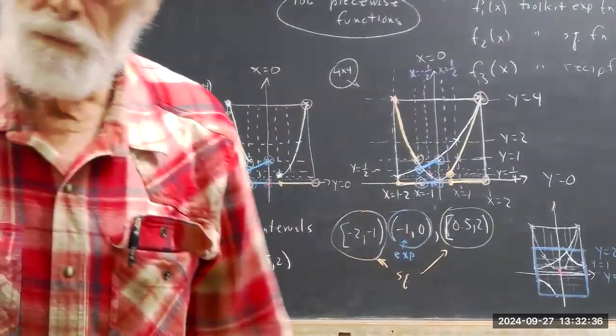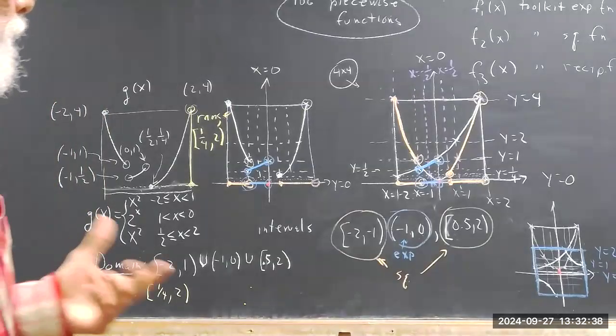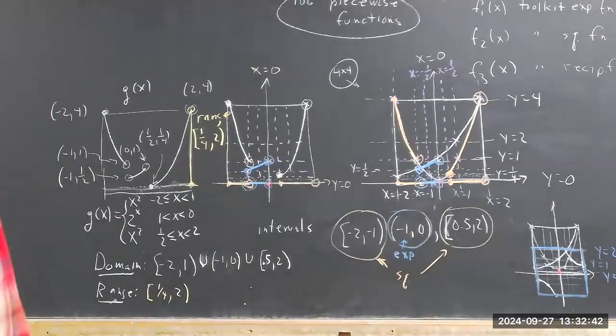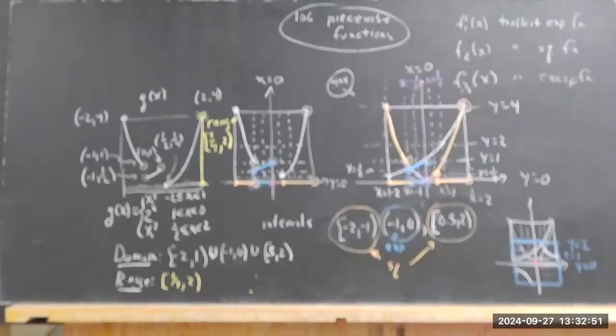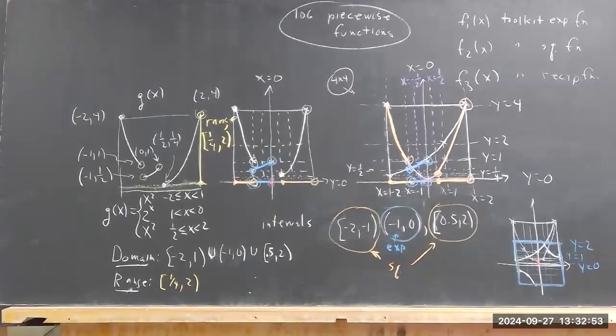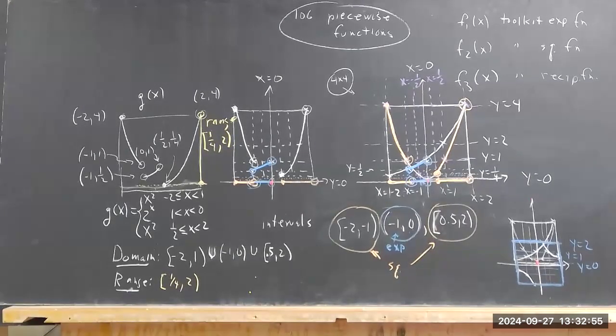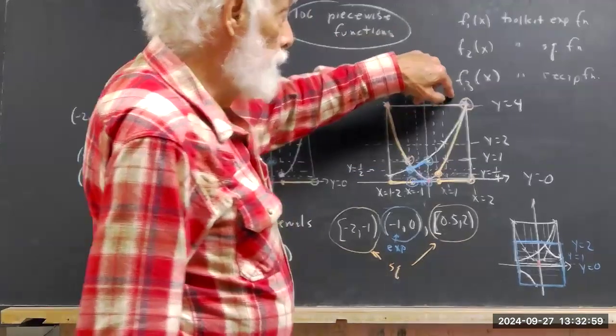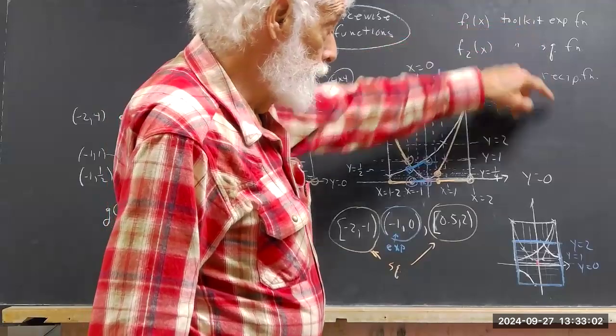Now, on this question, you're doing a piecewise function. And I tell you that you have 3 functions here, F1, F2, and F3. I'm going to zoom this back a little bit so we can clearly see the whole board. Hopefully the camera will go into focus. There we go. So F1, F2, and F3 are respectively your toolkit exponential, squaring, and reciprocal functions.